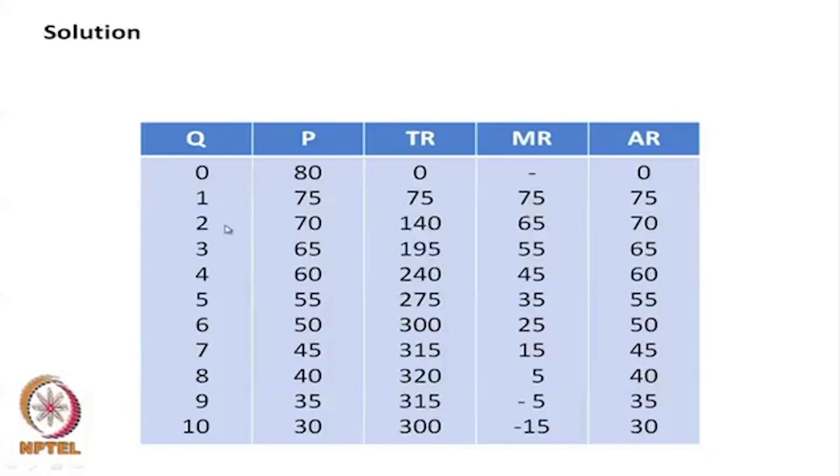65 by 140 by 2, 140 by 2 is 70, 195 by 3 is 65, 240 divided by 4 is 60, 275 by 5 is 55. So, basically this average revenue is the same as price, excepting for the first one. So, this is how we find out total revenue, marginal revenue and average revenue.